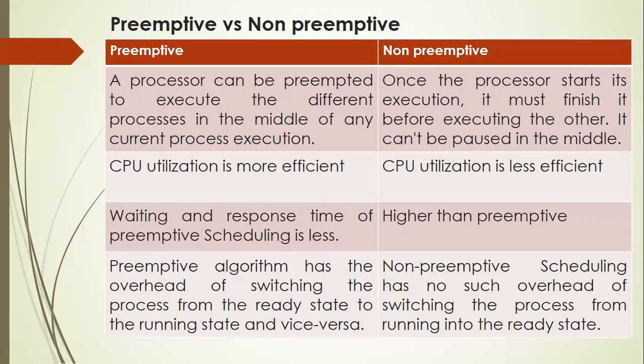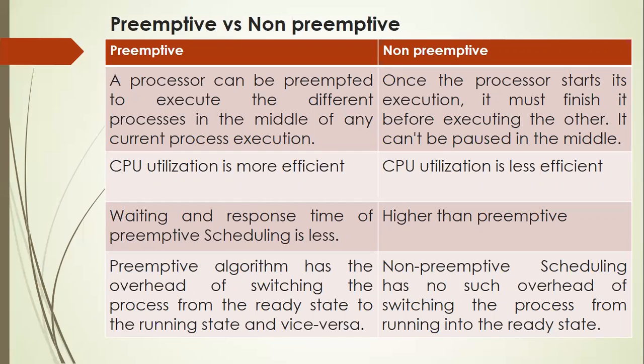To keep on executing either one process or the other process means the utilization of the CPU is better in case of preemptive. Next, the waiting time and the response time of preemptive CPU scheduling algorithm is less. The reason is, for example, there are three processes P1, P2, P3. First, CPU is allocated to P1.